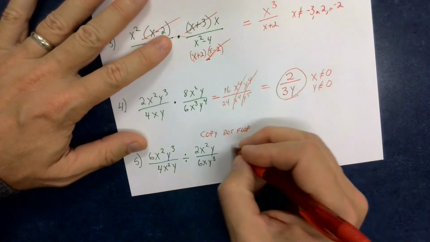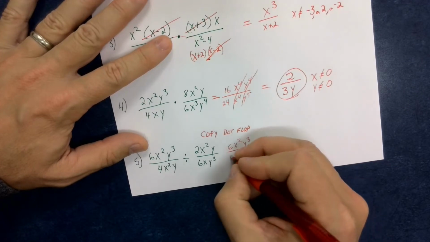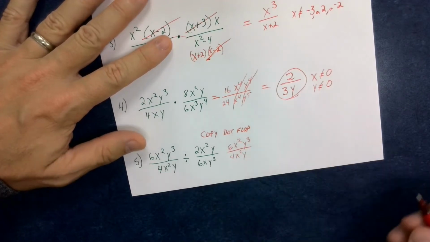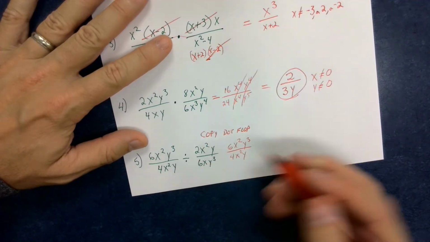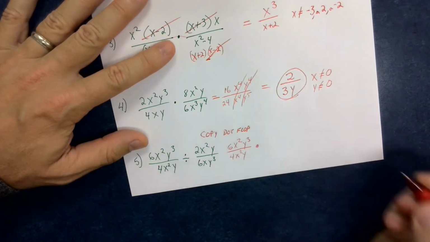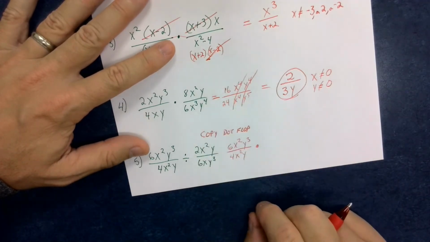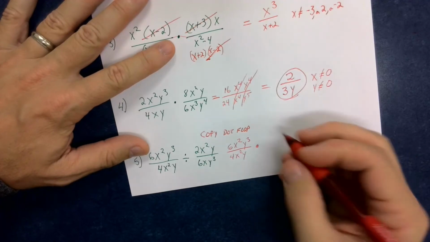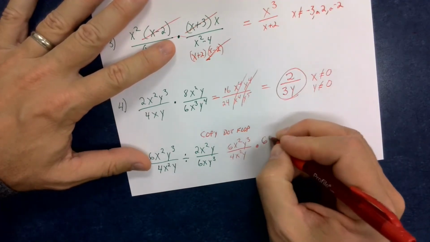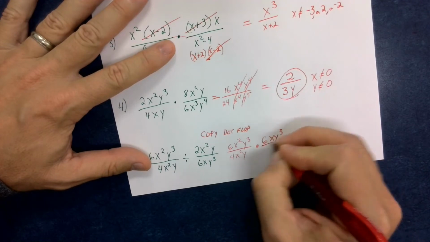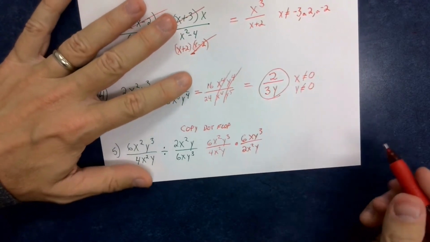So copy, we're going to copy the original one, 6x squared y cubed over 4x squared y. Copy the original fraction. Change this division symbol into a dot, which means it's multiplication. And then flop this one on its head, flip that fraction. So copy, dot, flip if you want, I don't care. 6xy cubed over 2x squared y. So it's going to look just like this.